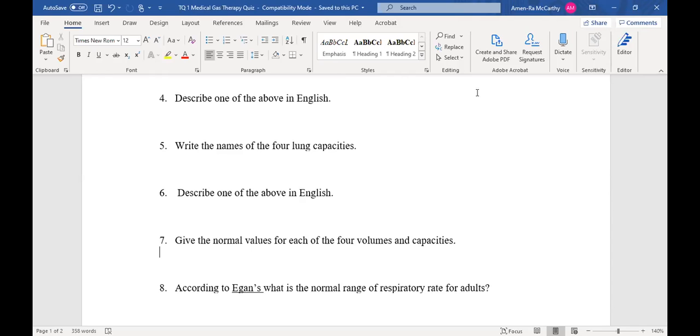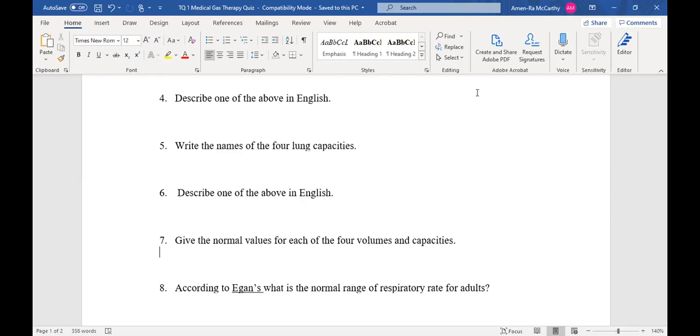Compliance. It's directly related to compliance. That means if compliance goes up, the FRC goes up. If compliance goes down, FRC goes down. FRC is indirectly related to what? Think about the rubber band. Elastance. If the elastance is high, you have a low compliance. If the elastance is low, you have a high compliance.